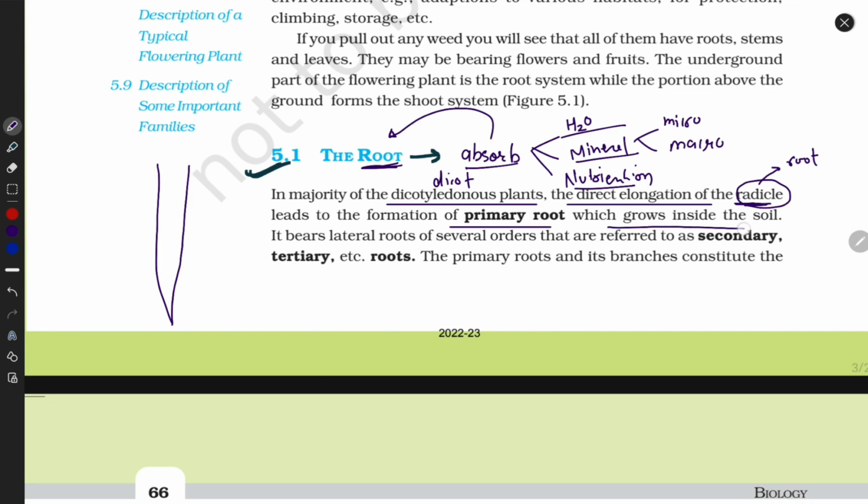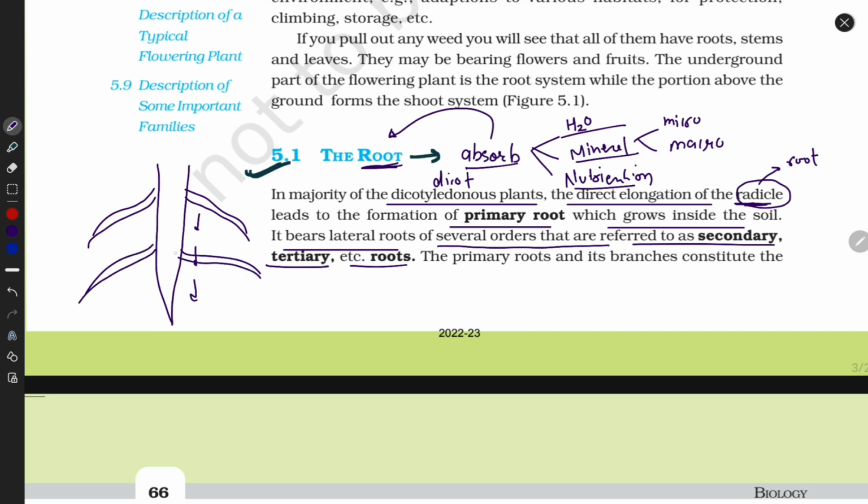It grows inside the soil, going deeper and deeper. It bears lateral roots of several orders, referred to as secondary and tertiary roots. Guys, they arise as branches, so they are lateral. Here is the root, here is the branch.